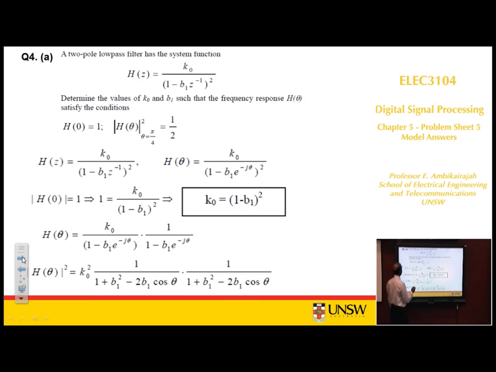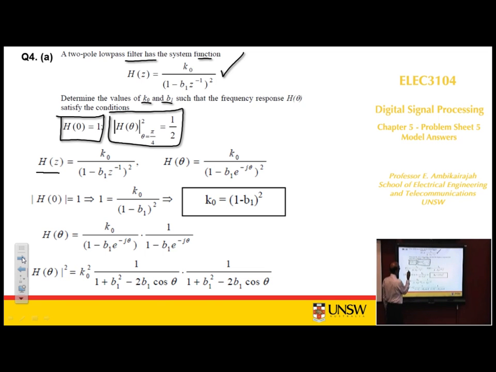Now we come to a two-pole low-pass filter, which has a system transfer function given there, and they want you to find the value of k naught and b1 such that the frequency response H(theta) satisfies this condition. That is the DC gain. That is the 3 dB cutoff. So first we write the equation, and then find H(theta) and substitute theta equals 0. Then the exponential is 1, and what's left is k naught over that, which equals 1. From that, k naught becomes this.